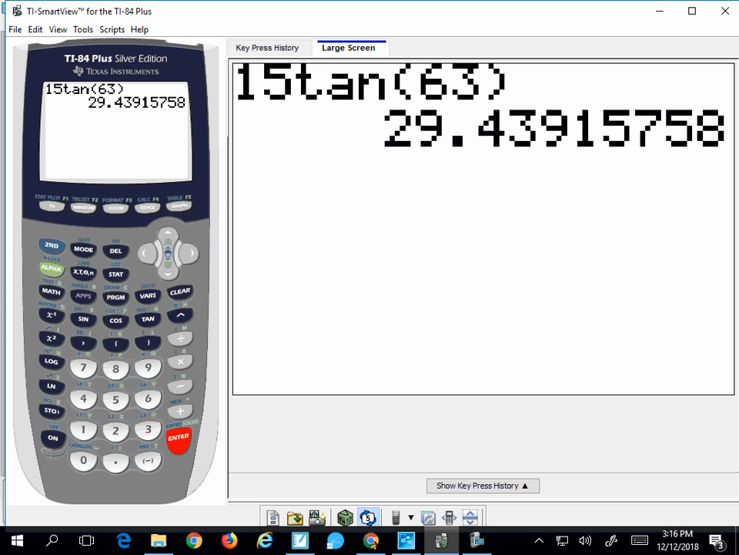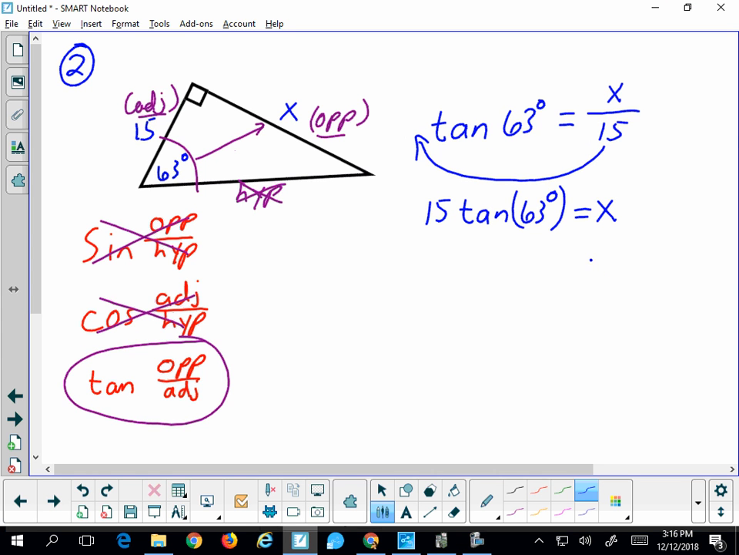Hit enter, and I get 29.4. So that means that x is equal to 29.4. That's my answer, and I am done with this problem.